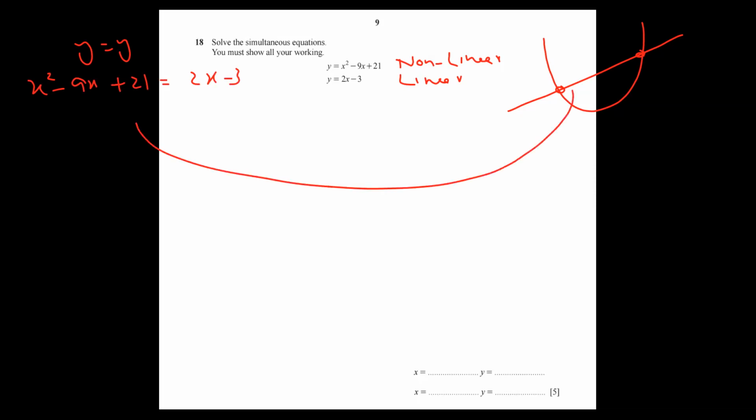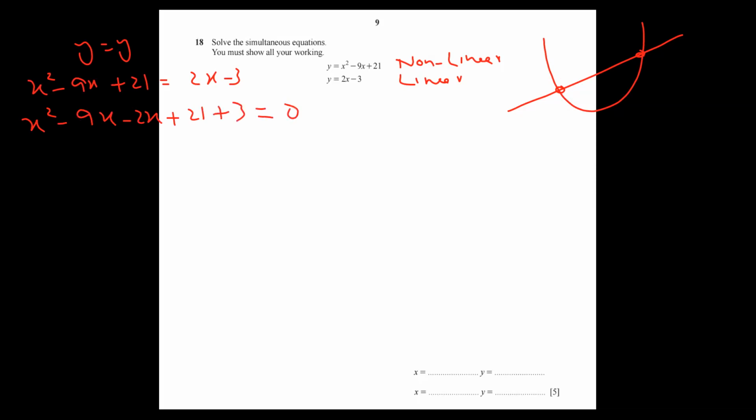Because when they intersect, the values of y are equal to each other. So I bring both values to the left-hand side: minus 9x, negative 2x, plus 21 plus 3 equals 0. I brought both values to the left-hand side. Negative 2 and negative 9 give you negative 11x, and 21 plus 3 gives you 24.